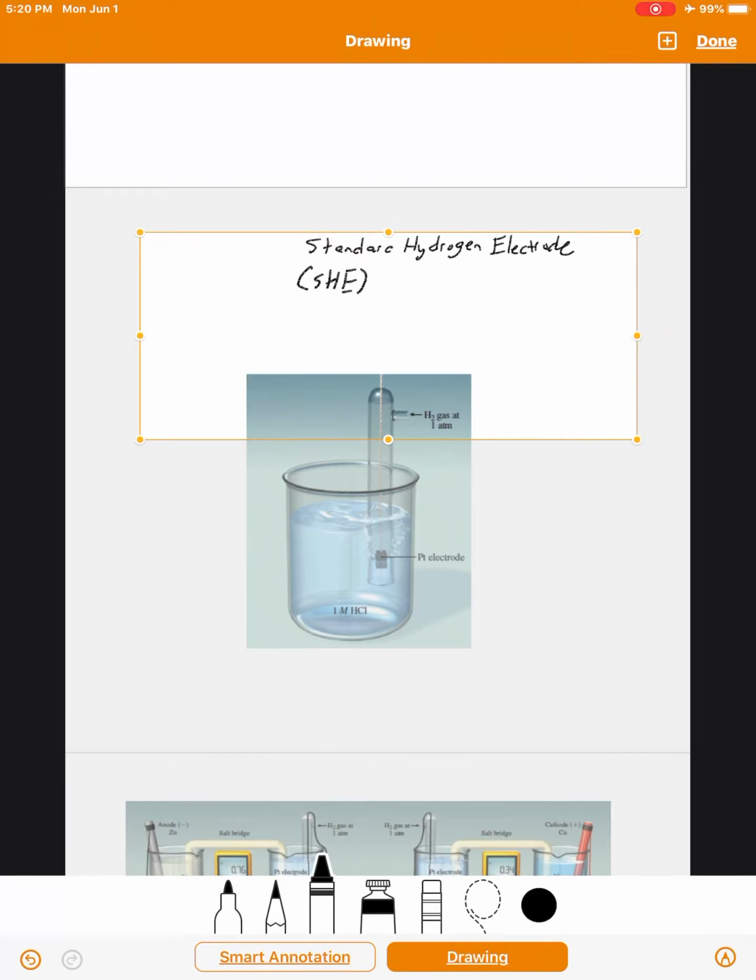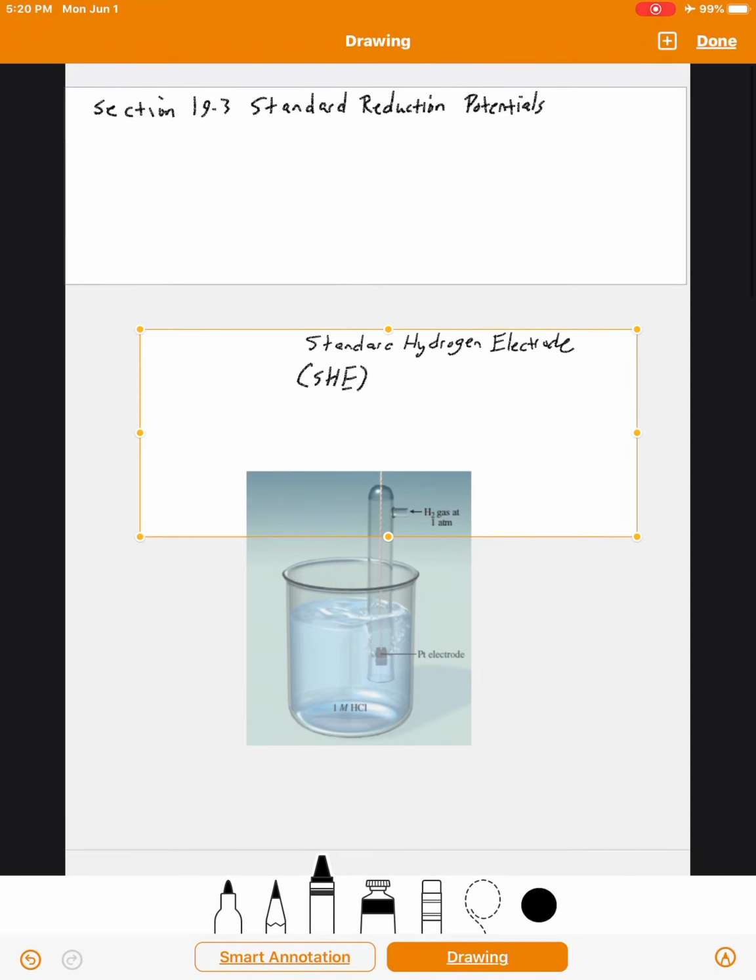So if you think about a battery, for example, a battery has a positive terminus and it has a negative terminus, right? So any kind of battery you see has a polarity to it. This is called polarity.